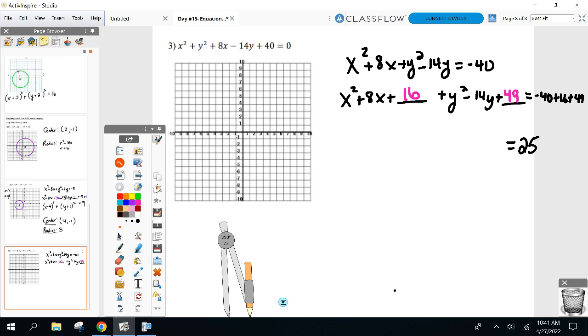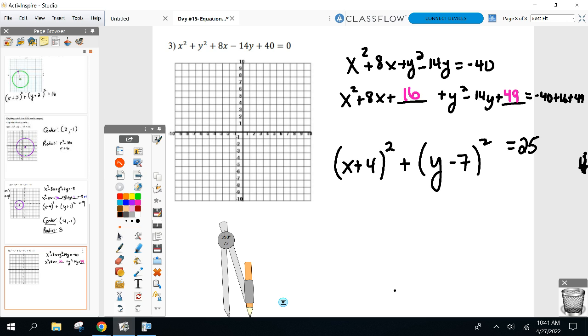All right, ready to factor. Two numbers that multiply to 16 but add to 8. 4 and 4. Those numbers better be the same. So x plus 4 all squared. Two numbers that multiply to 49 but add to negative 14. Y minus 7, y minus 7, right?